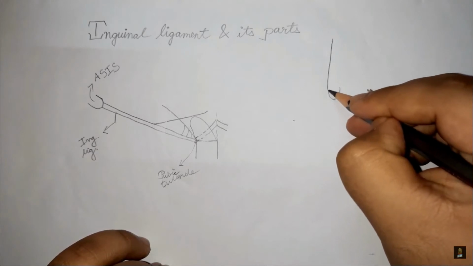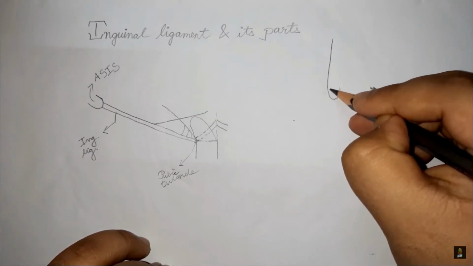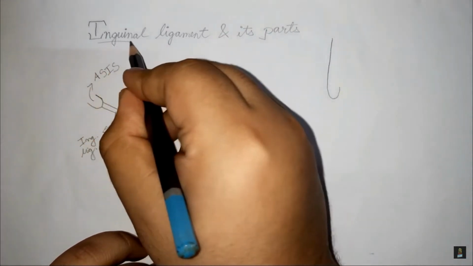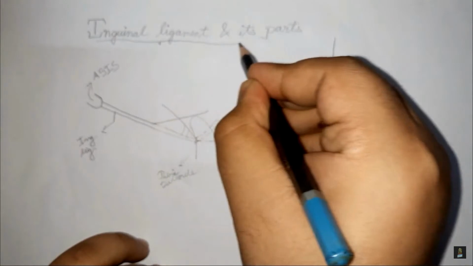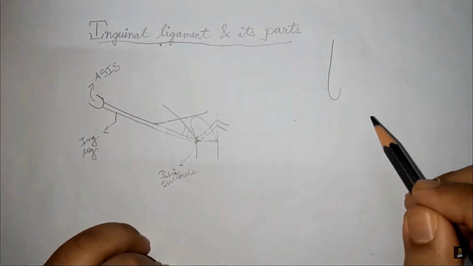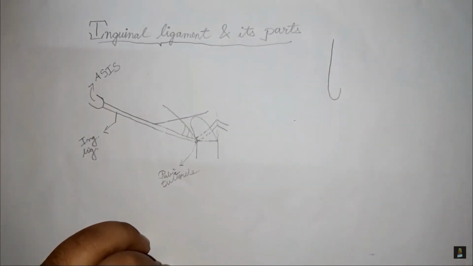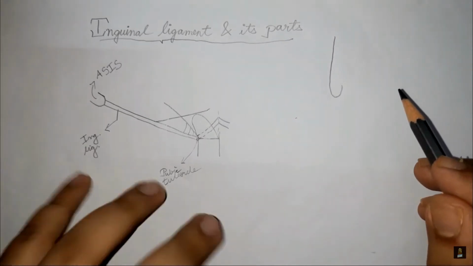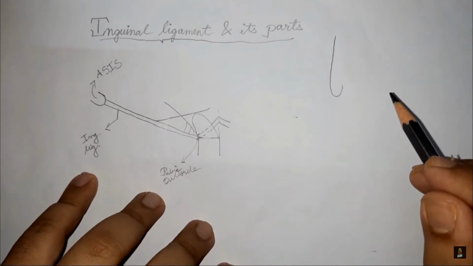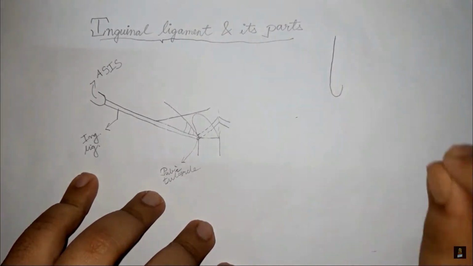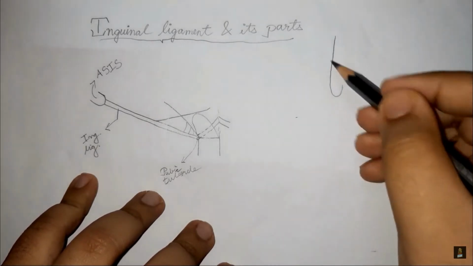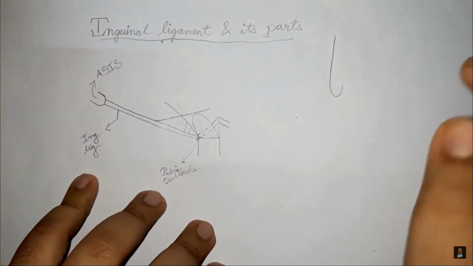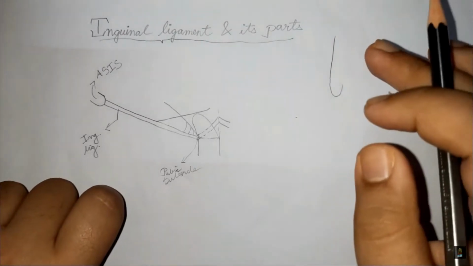Because of this folding, the inguinal ligament is grooved in its upper surface. The fact that the inguinal ligament is grooved in its upper surface is the foundation for the inguinal canal, which we will talk about in just a bit. Do you understand why the inguinal ligament is grooved in its upper surface? This is the reason. So far so good, right?